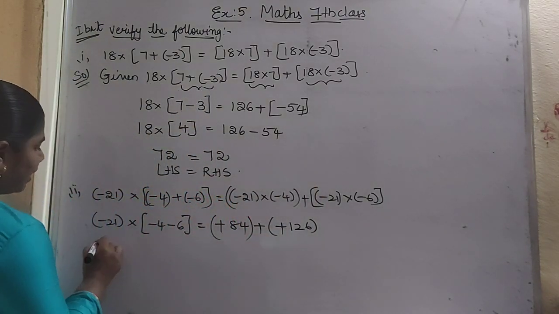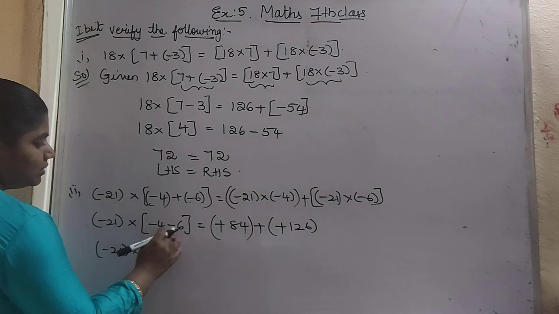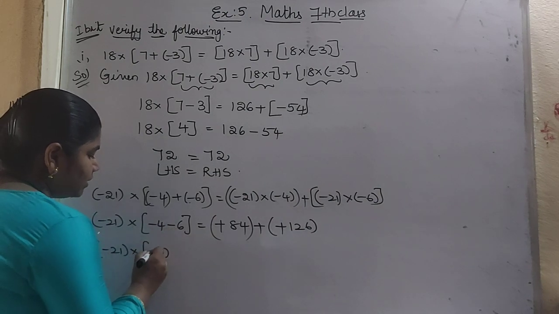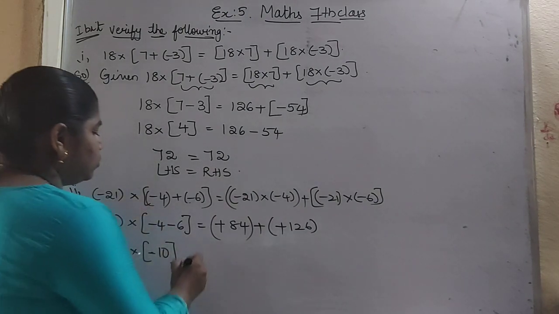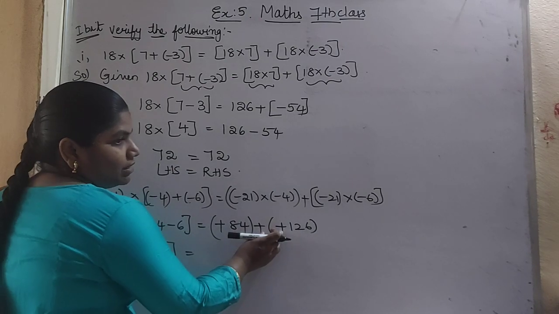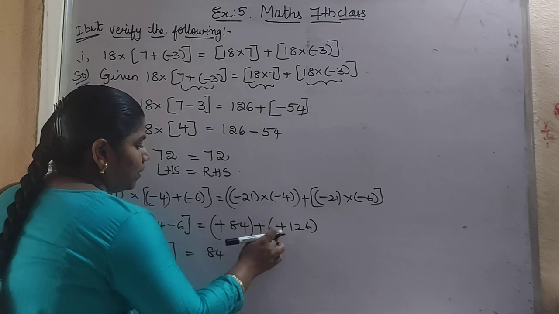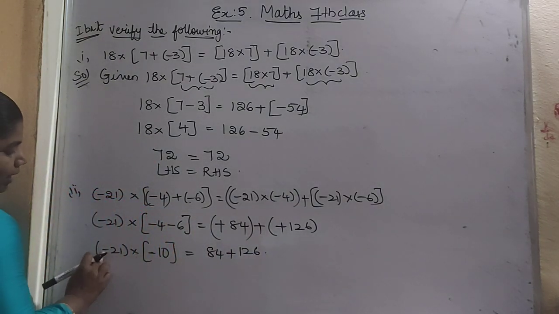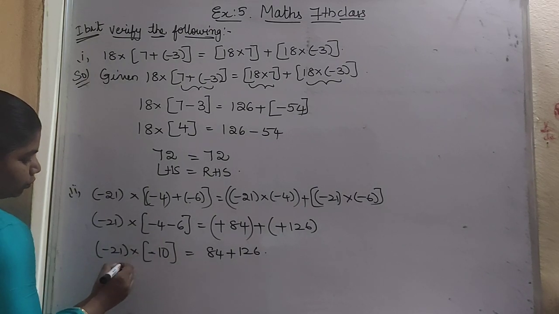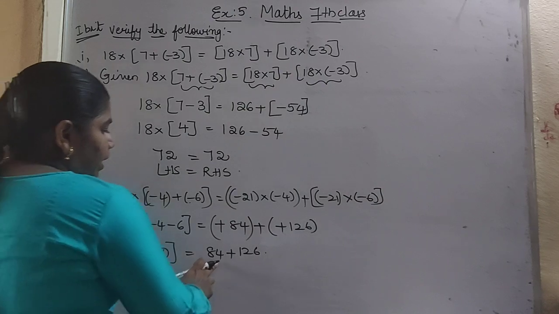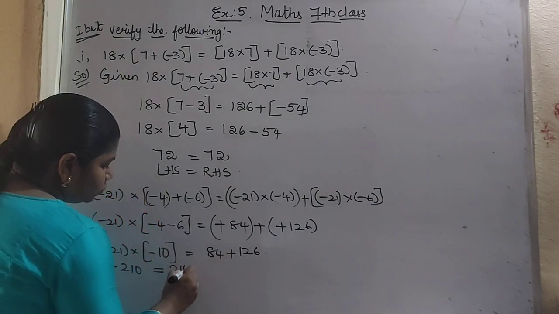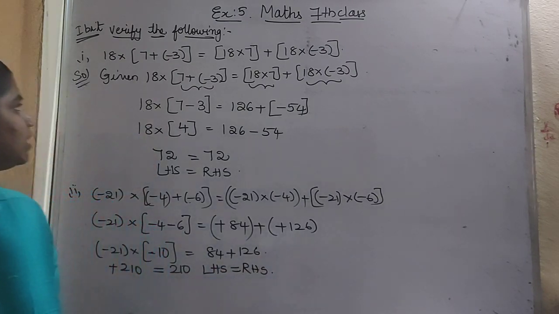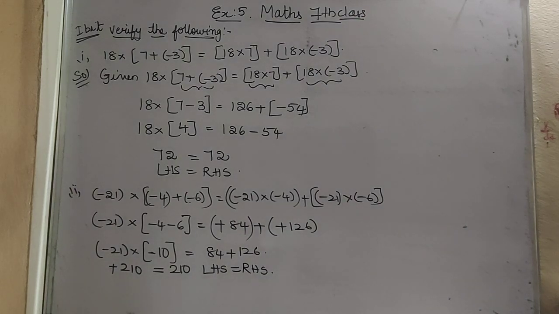Now here minus 21 as it is into minus 4 minus 6. Minus into minus will be plus. 6 plus 4 is 10. Bigger number sign is minus, so you got minus 10 here. Now we have to add these numbers, double signs make into single sign. So 84 plus 126. On this side minus into minus will be plus, 21 into 10 will be 210, is equals to 84 plus 126 which will also be 210. So in this case LHS value is equals to RHS, and distributive property has been satisfied.